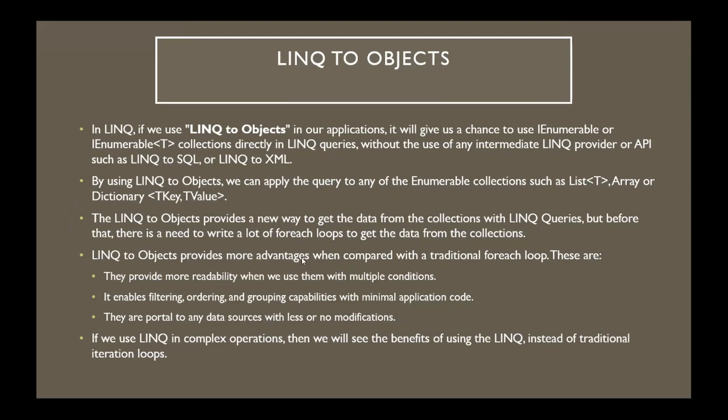Okay, LINQ to Objects provides more advantages when compared to the traditional foreach loop. When I don't use LINQ to Objects, I have to use a lot of foreach loops. With LINQ to Objects, we don't need to write foreach loops. What are the advantages when we use LINQ to Objects? It provides more readability when we use multiple conditions. It enables filtering, ordering, and grouping capabilities with minimal application code. They are portable to any data source with little or no modification. If we use LINQ in complex operations, then we will see the benefits of using LINQ instead of traditional iteration loops.